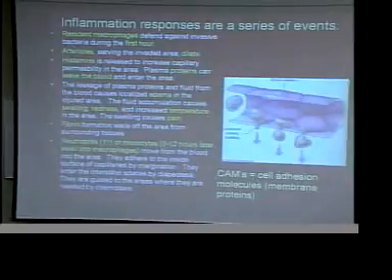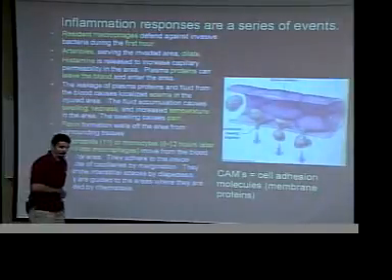Diapedesis. Yes. That's squeezing through this blood vessel right here. That's what it is. And your white blood cells do that.